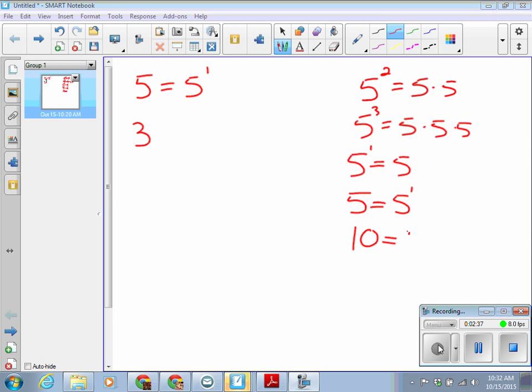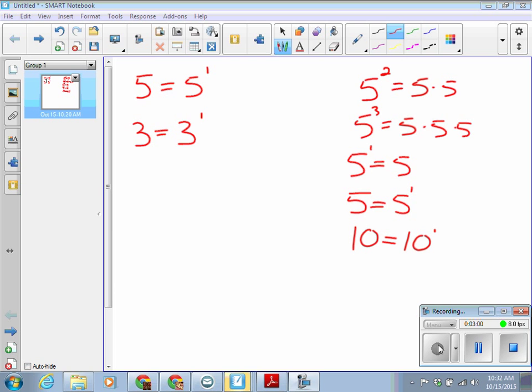10 always equals 10 to the first power. And you guys can try it if you would like to see it. You can do 10 squared, 10 times 10. 10 to the first power is just 10 if you would like. All right, so knowing that, how can I rewrite 3 in a different way? Well, I can put 3 to the first power.